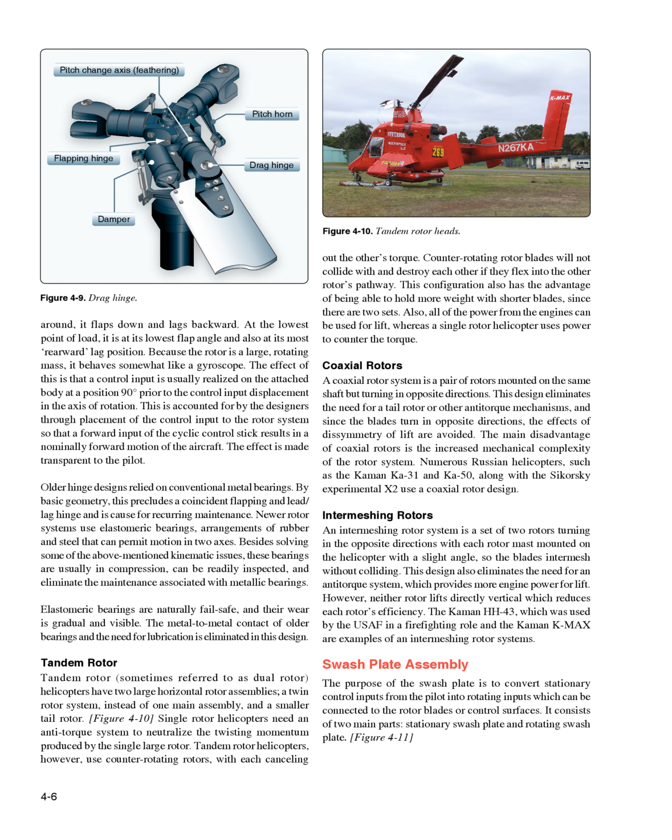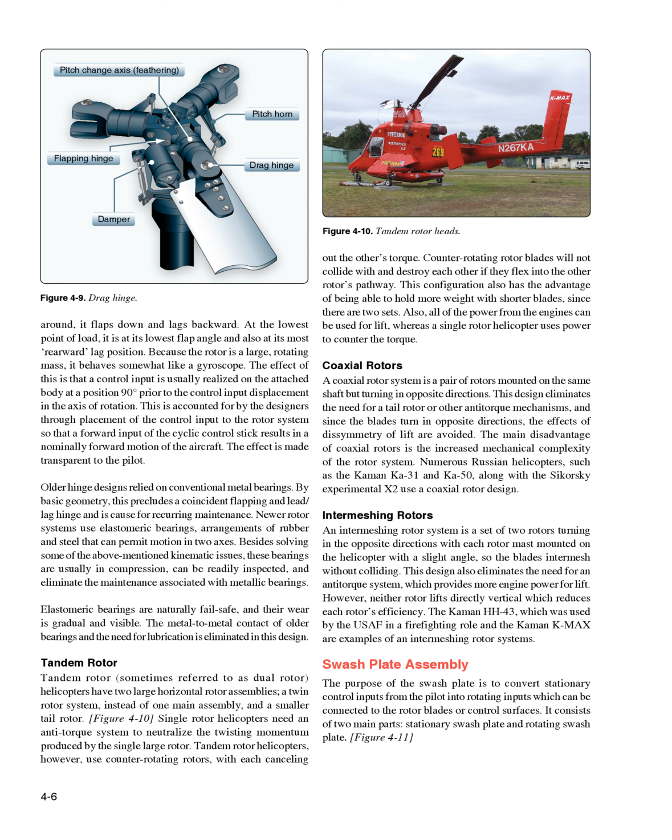Intermeshing rotors. An intermeshing rotor system is a set of two rotors turning in the opposite directions with each rotor mass mounted on the helicopter with a slight angle, so the blades intermesh without colliding. This design also eliminates the need for an anti-torque system, which provides more engine power for lift. However, neither rotor lifts directly vertical, which reduces each rotor's efficiency. The Kaman H-8083, which was used by the USAF in a firefighting role, and the Kaman K-Max are examples of intermeshing rotor systems.